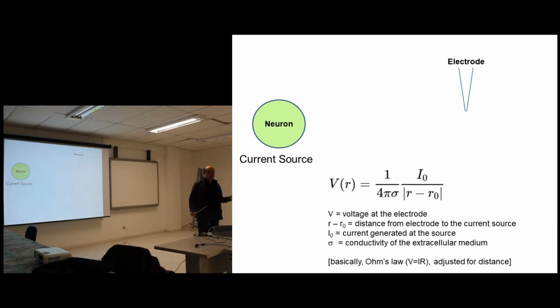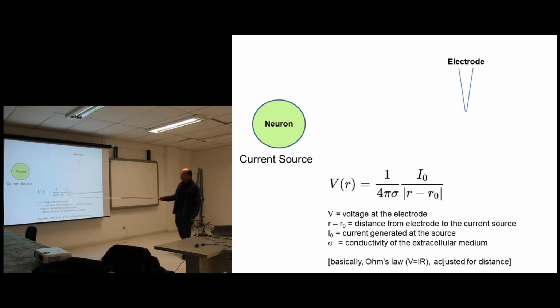So have you heard of Ohm's law? Is that familiar to everybody? Ohm's law? Is that translated into Portuguese? Is it the same? Yeah, okay. V equals IR. Voltage equals the current times the resistance, right? Well, that's what's going to determine what the voltage is.